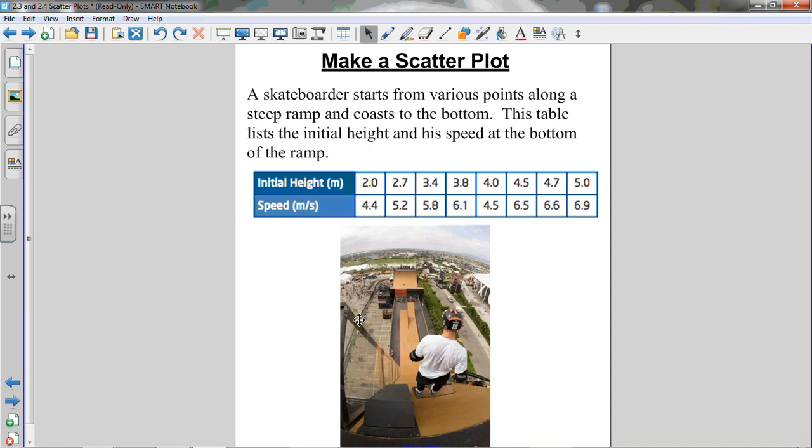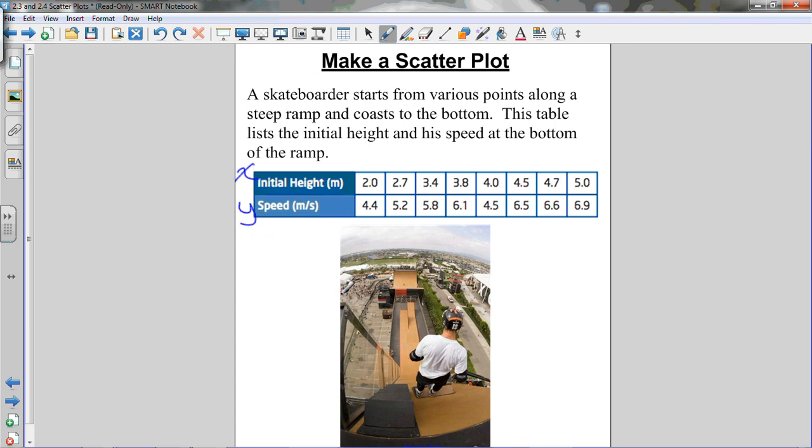Okay, a skateboarder starts from various points along a steep ramp and coasts to the bottom. This table lists the initial height and his speed at the bottom of the ramp. So we've got two variables, our initial height and our speed. If the table is horizontal like this, your independent is always on the top, your dependent is always on the bottom. And let's think about this.